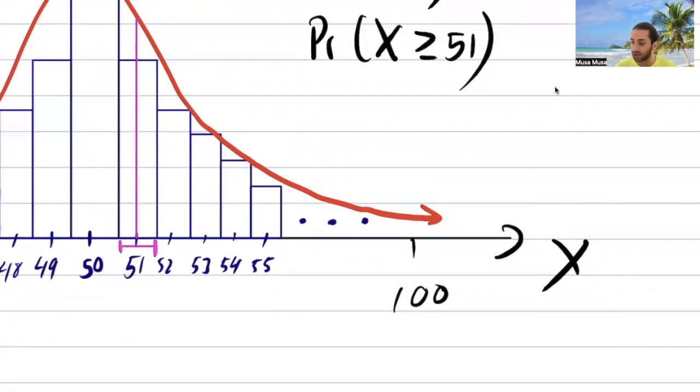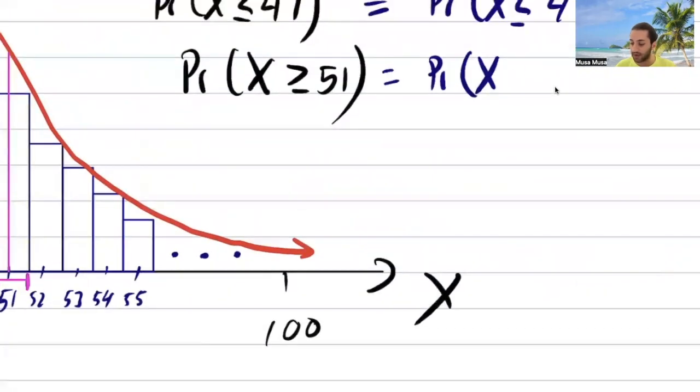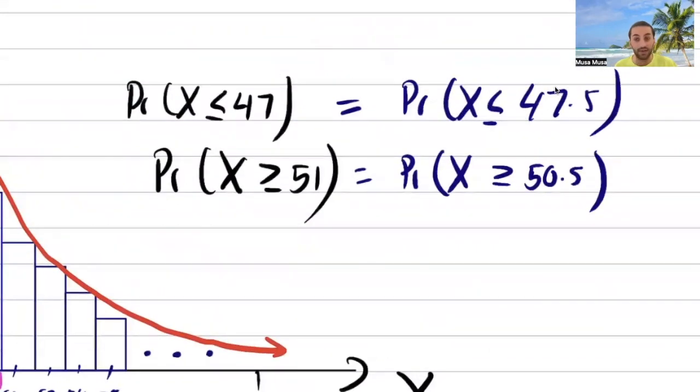So you would say, actually, no, this is better to write as x is greater than or equal to 50.5. Does it really matter that I have it less than or equals or greater than or equals, the or equals part? Not really, because in continuous distributions, it doesn't actually matter if it's an or equals.